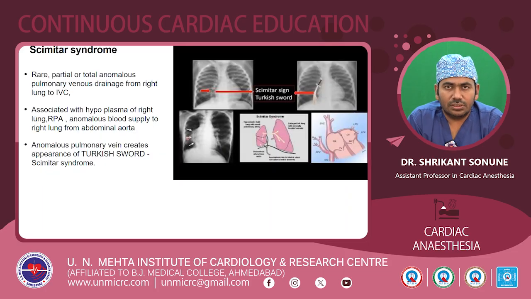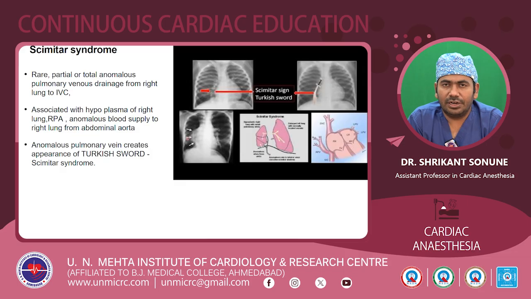Now coming to the discussion of scimitar syndrome. It is a rare syndrome which can be due to either partial or total anomalous pulmonary venous drainage from the right lung to the IVC. It is associated with hypoplasia of the right lung and the right pulmonary artery, and an anomalous blood supply to the right lung from the abdominal aorta. In the X-ray image, a typical sword-like structure can be seen, along with hypoplasia of the right lung.